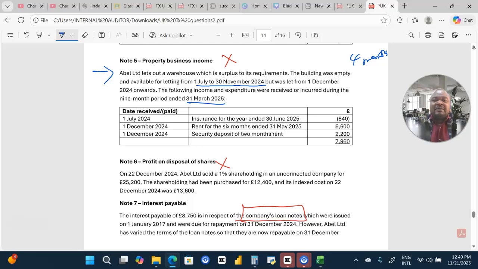So we have the income and expenditure breakdown. This is almost like a schedule for the 9 months. On 1 July 2024, insurance for the year to 30 June 2025 was 840. So they paid insurance to 30 June 2025. For our year, it should be for 9 months, because our year ends on 31 March. So March, April, May, June. So this one is for 9 months.